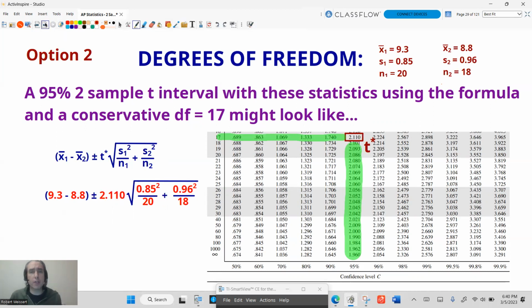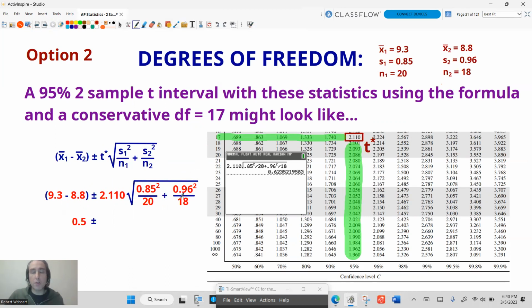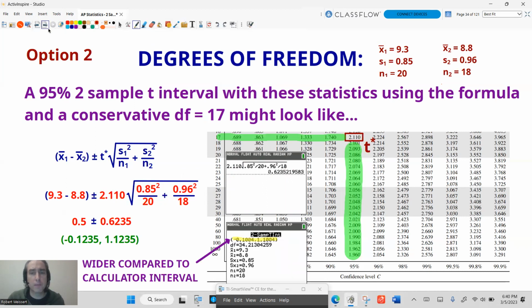Again, only use that if you're going to use the formula approach. You would plug that in for T-star. You'd want to calculate the difference in the means, so you have your point estimate, which is about 0.5 in this case. And as far as that margin of error goes, you'll throw that all into your calculator like this. Why don't you pause it and see if you can get that value as well. And you get about 0.6235. So that's going to be your margin of error. And that should give you an interval between about negative 0.12 and 1.12. Now, if you recall the interval we got using our calculator, the calculator one's a little bit narrower.